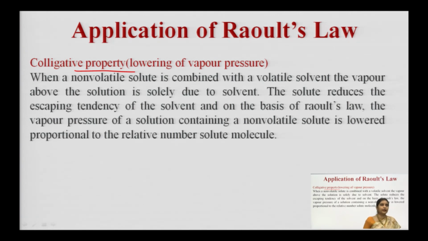Colligative property means the property which is due to the number of solute molecules. It may be due to the number of molecules, number of ions, number of particles, means it depends on number. It does not depend on the nature of the particle, but on number. There are 4 colligative properties, and the lowering of vapor pressure can be explained by using Raoult's law.